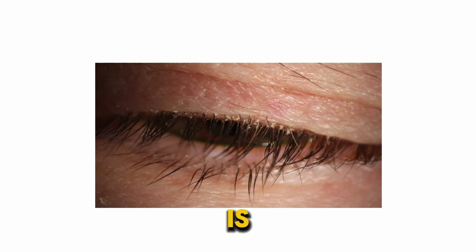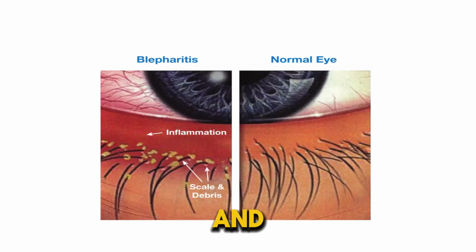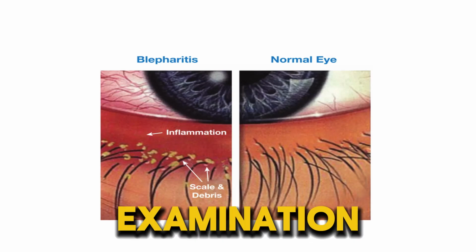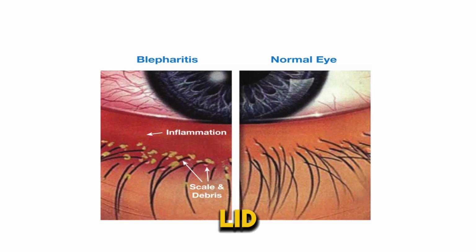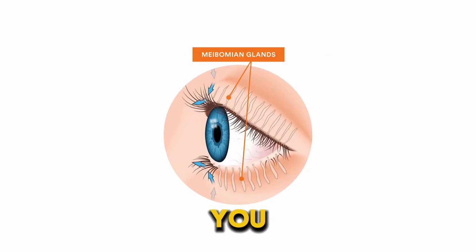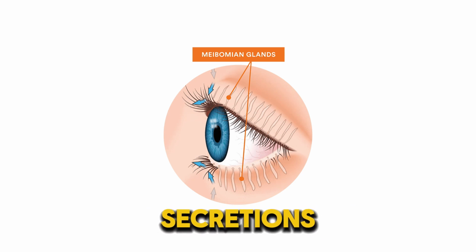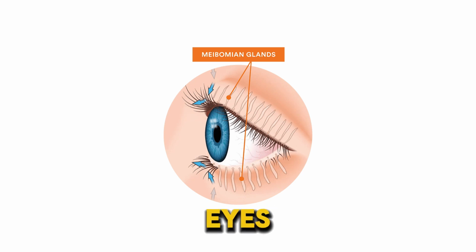Blepharitis. It is a chronic inflammation of the eyelid margins. Patients usually complain of itching, burning, redness, and a foreign body sensation in the eyes. They often complain of sticky eyelids on waking. During examination, there is redness of the lid margins with crusting or scales at the base of the eyelashes. In posterior cases, you may also see signs of meibomian gland dysfunction with thickened secretions associated with dry eyes.